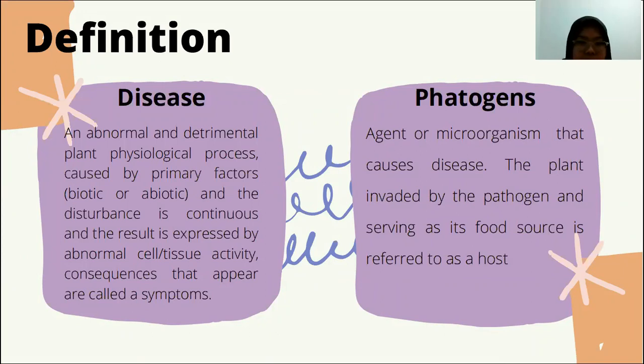Definition of disease. Disease is an abnormal and detrimental plant physiological process caused by a primary factor, biotic or abiotic, and the disturbance is continuous and the result is expressed by abnormal cell or tissue activity. Consequences that appear are called symptoms. Definition of pathogen. Pathogen is an agent or microorganism that causes disease. The plant infected by the pathogen and serving as its food source is referred to as a host.